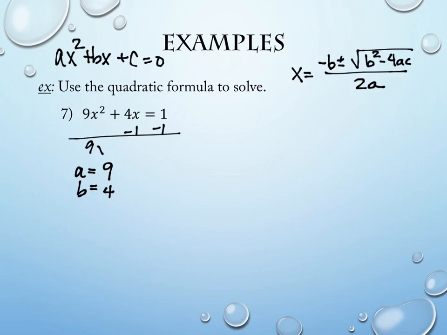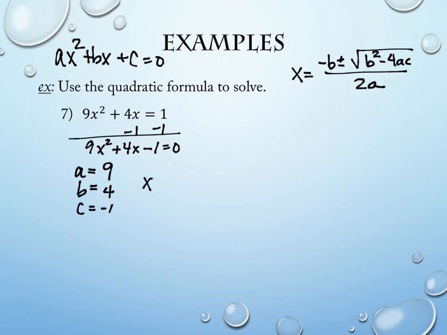So the 9x squared is good. The 4x is fine. And then it would have minus 1. So c does, in fact, equal negative 1, not positive 1, once we put it on the left side of the equation. Okay, all good?